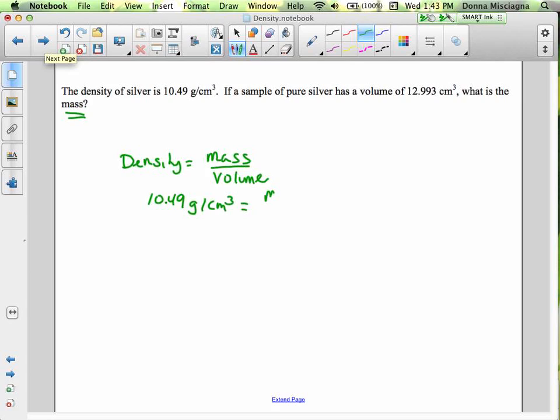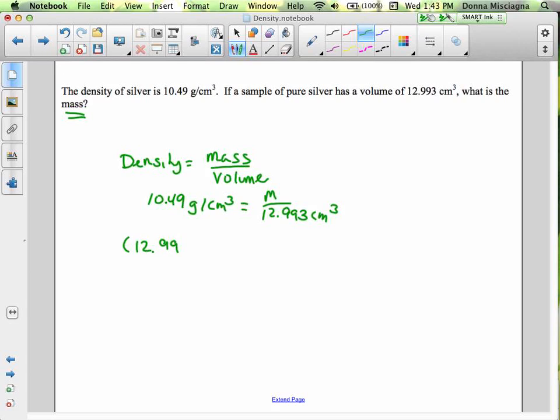So let's just put an M there, and our volume is 12.993 centimeters cubed. And now you can see what to do, right? You'd multiply both sides by 12.993 centimeters cubed, right? So it's not like you have to remember the other formula. It's fine if you don't.